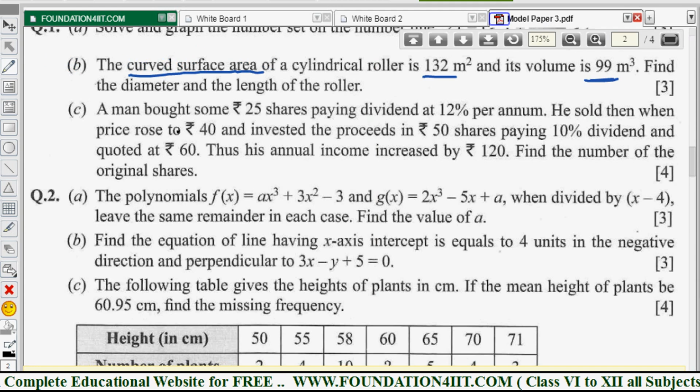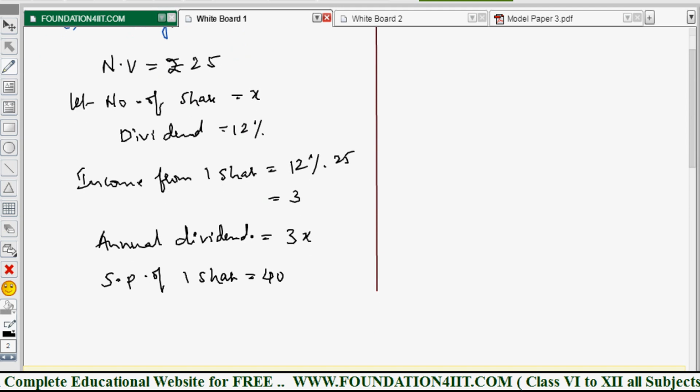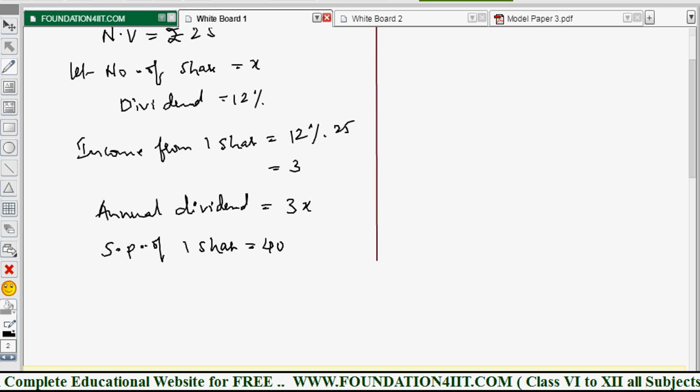So 3x. Now if you observe the question, it is sold when the price rose to 40. So this is the selling price of one share. The selling price of one share is 40 rupees. Now the total sale proceeds is 40x because the number of shares is x. So the total selling price is rupees 40x. The selling price of one share is 40 and the total number of shares is x.